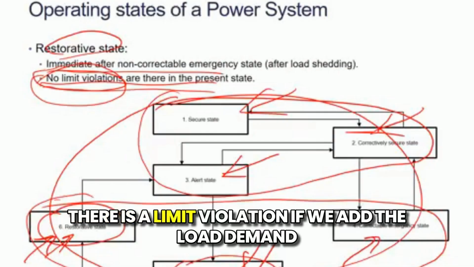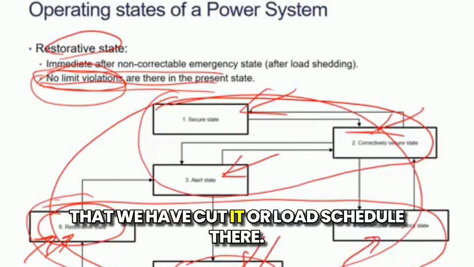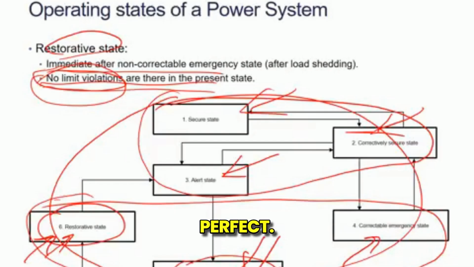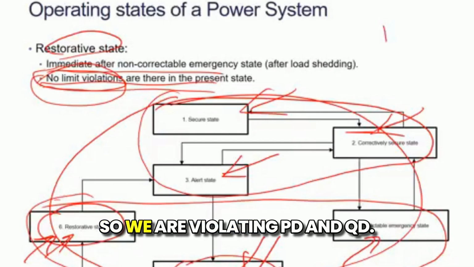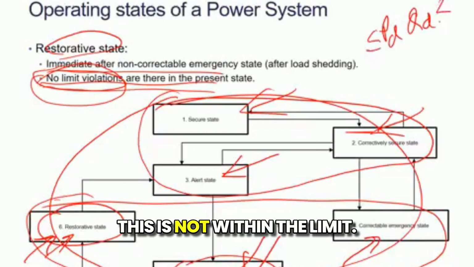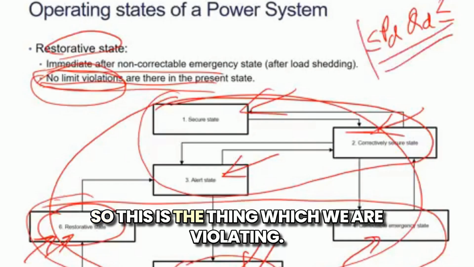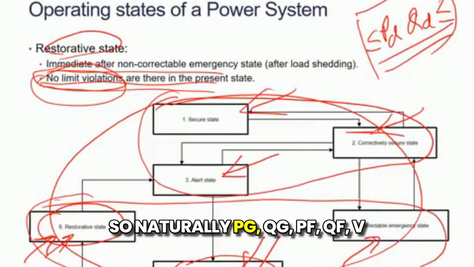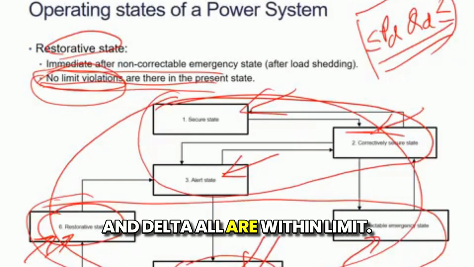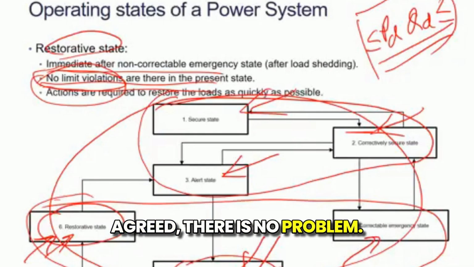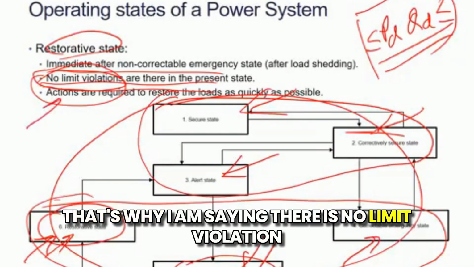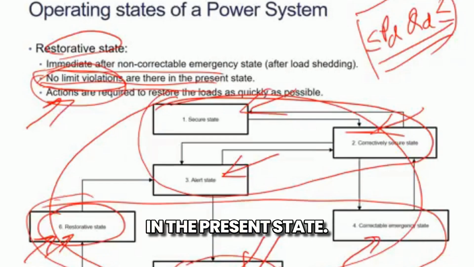So there is a limit violation if we add the load demand that we have cut, or load scheduled there. Perfect. Exactly. So we are violating PD and QD. This is not within the limit. So this is the thing which we are violating. Naturally, PG, QG, PF, QF, V and delta are all within limit. Agreed. There is no problem. That's why I'm saying there is no limit violation in the present state.